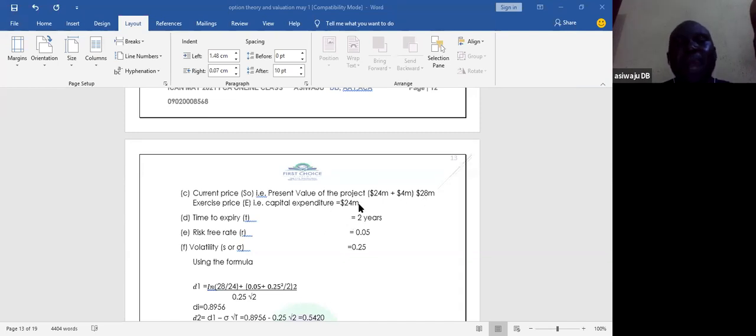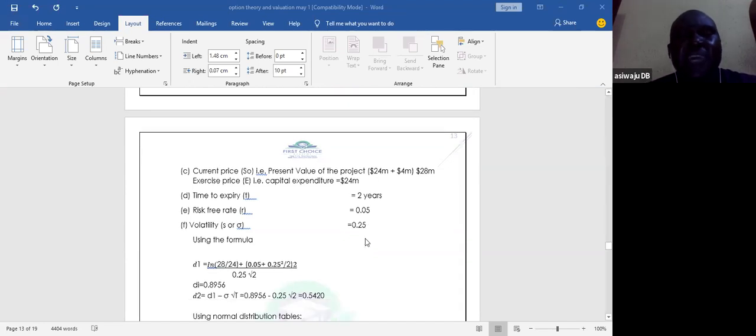Your exercise price is the price at which you can buy the land in 2 years time if you delay, which is 24 million. Time to exercise your right to buy is what? It is 2 years time. That is the time to maturity. The examiner has given you the risk-free rate and the volatility. What remains? Value your option to delay as a call option contract.